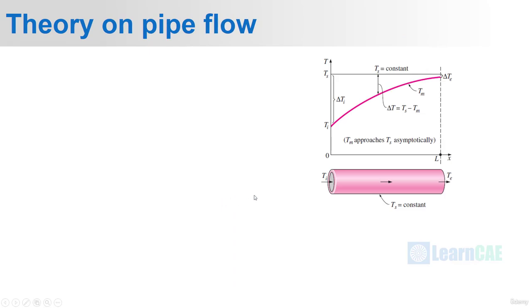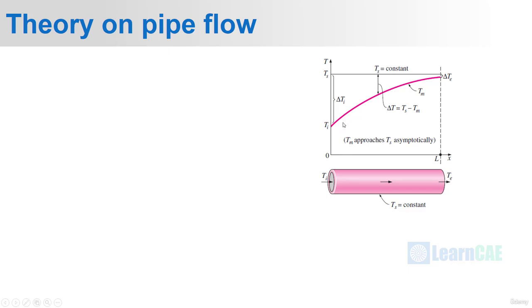Consider a pipe flow with inlet temperature of Ti and exit temperature of Te, and the surface is at a constant temperature Ts. If you see in this graph, the surface temperature is constant throughout and the inlet temperature is Ti. It increases gradually to reach the level Te, but Te will always be lesser than Ts. Here the temperature tries to reach Ts asymptotically.